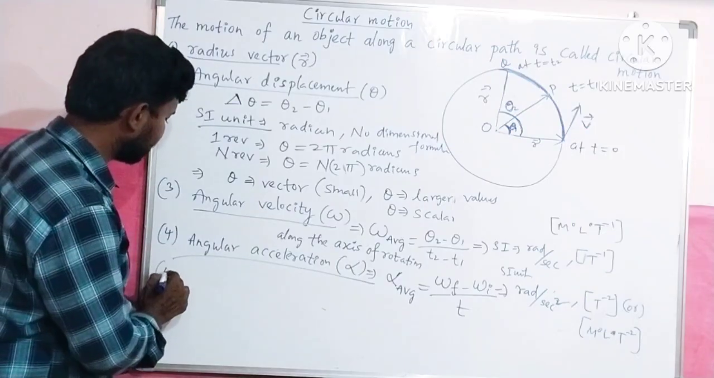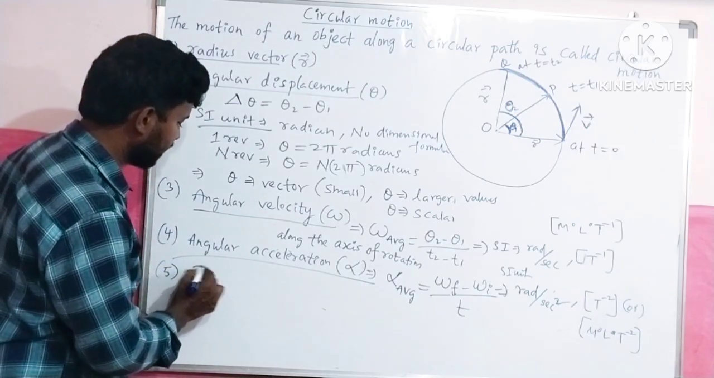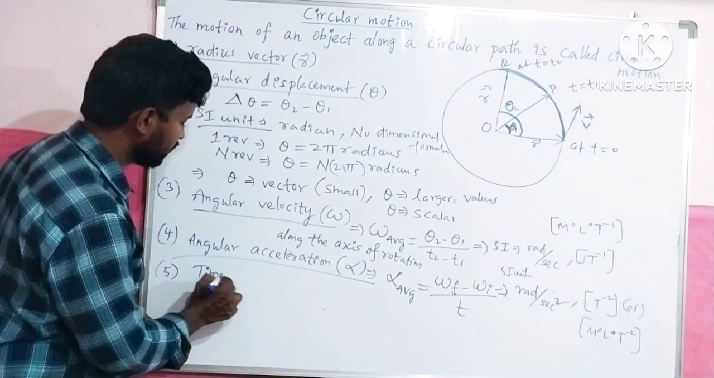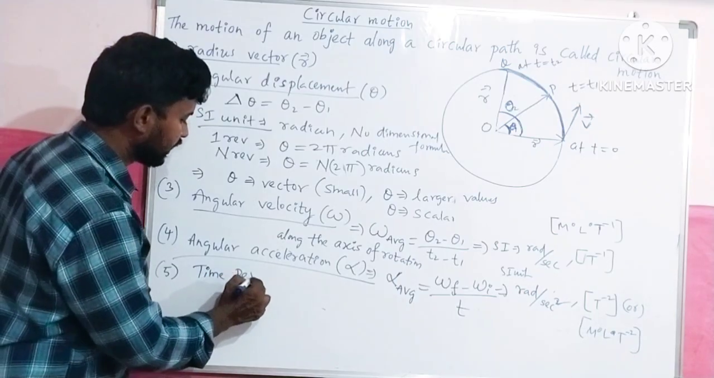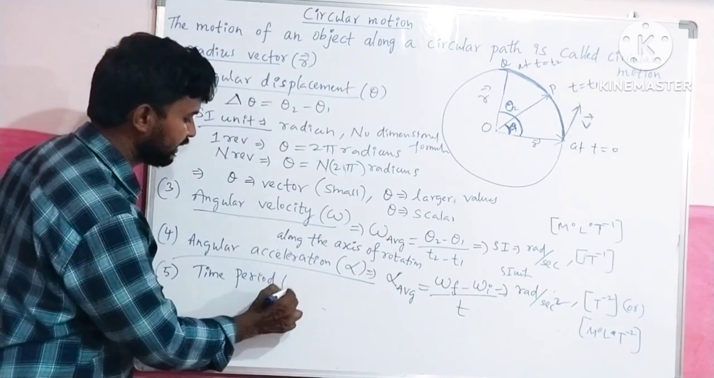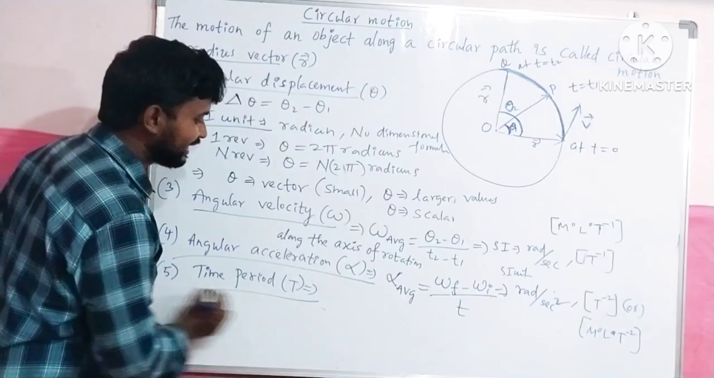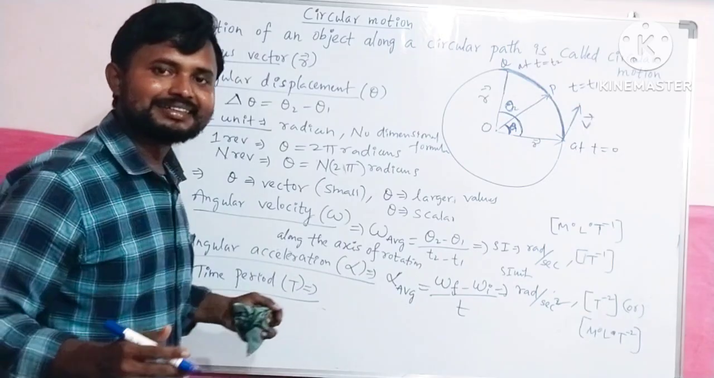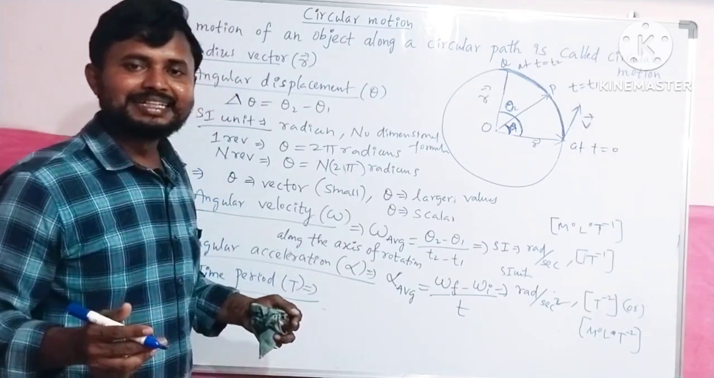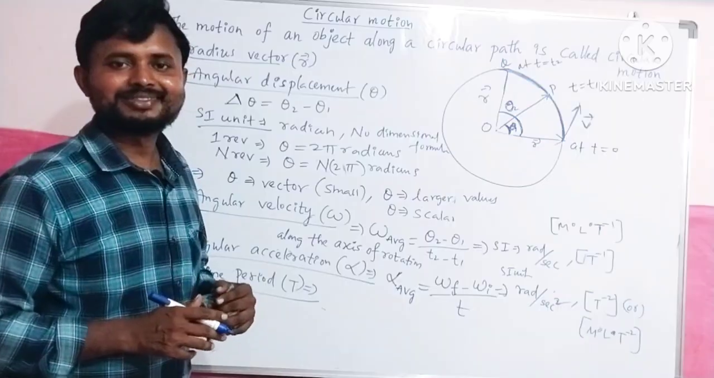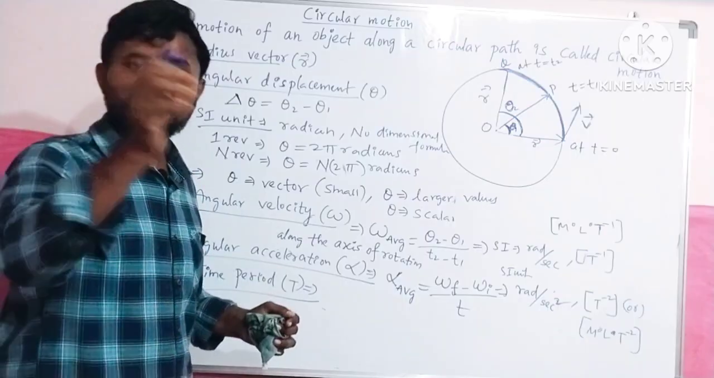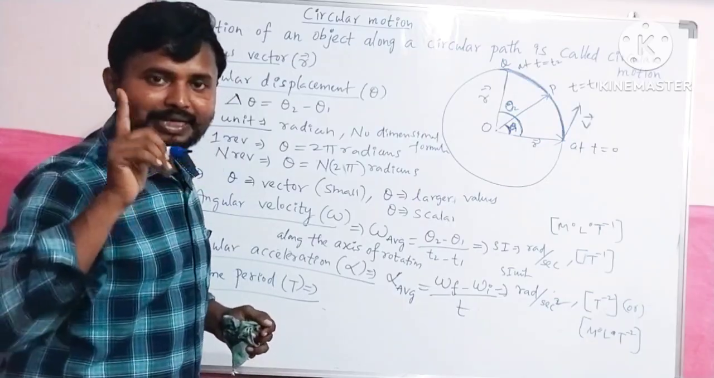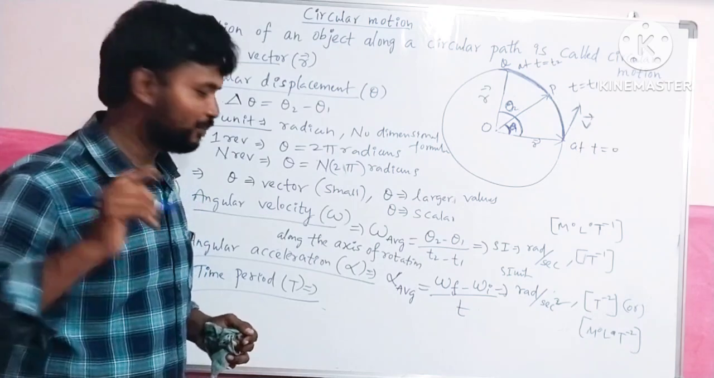The next thing is time period. What does time period mean? Time period is denoted by the capital letter T. It is the time taken for a particle to complete one revolution.